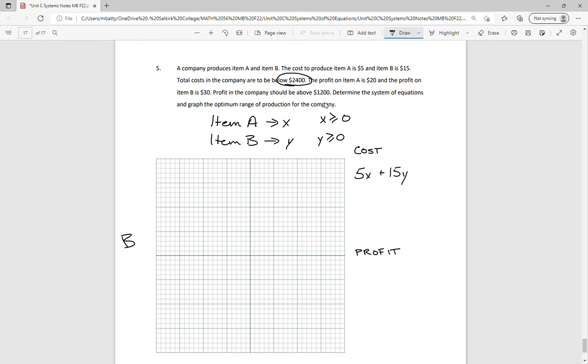So it has to be below. This is the cost, this is the bad thing. You don't want it to cost too much. We want a minimum amount of cost. So $2,400, we want it less than that. That's how much it's going to cost you.